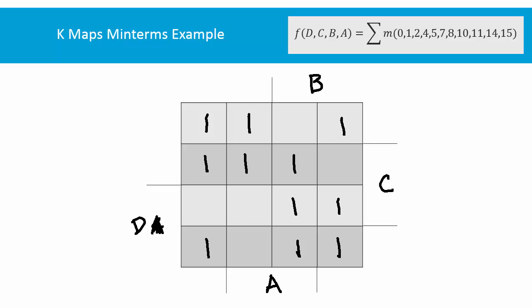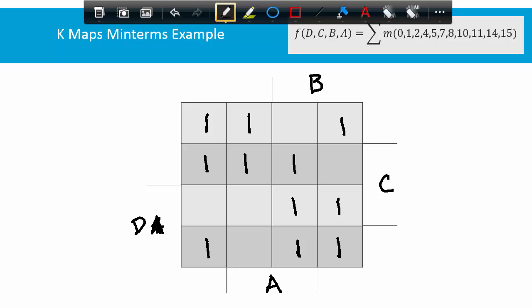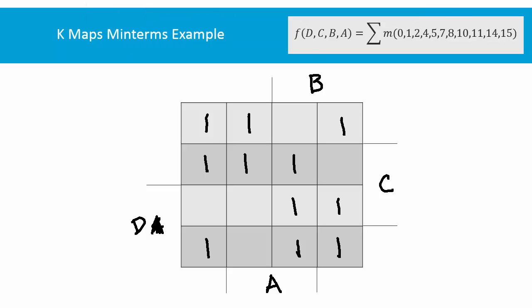Well, first, remember, the algorithm says that we need to try to group as many ones as possible. In this exercise, there's no way you can group 16 ones together. So we try to find groups of 8s, and we also don't have groups of 8s. So we go with groups of 4. So I have one group of 4 over here.